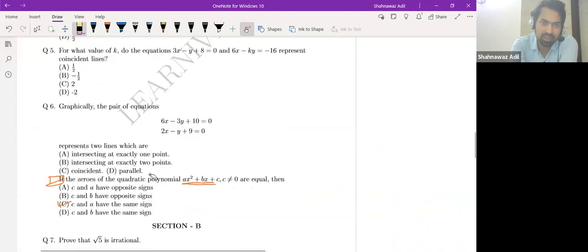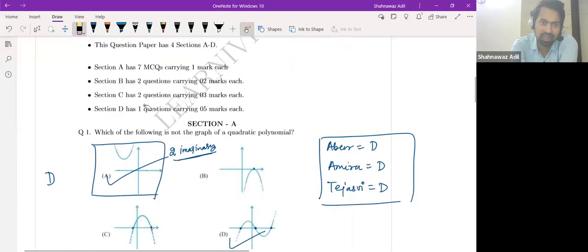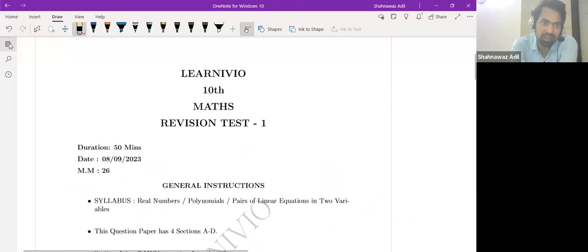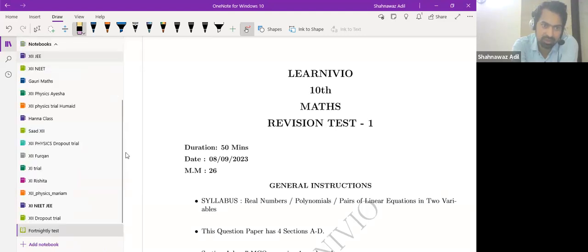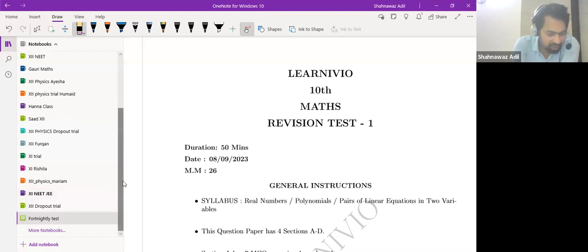In the next class I will also discuss the second. I have checked all the papers, and you will get your results. These are only meant for practice and self-assessment purposes, so don't take these marks so heavily.